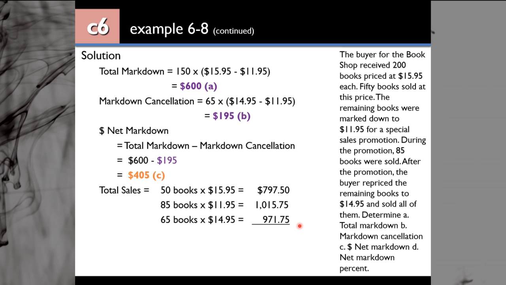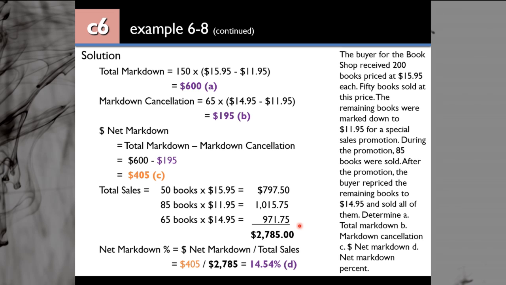If you combine all these, there will be $2,785. Now you can calculate the net markdown percentage. So there will be dollar net markdown divided by this total sales. So there will be 405 divided by 2,785. So you will get 14.54% as your net markdown percent. So that's going to be your markdown that you had. So you know how to calculate dollar net markdown as well as net markdown percentage now.